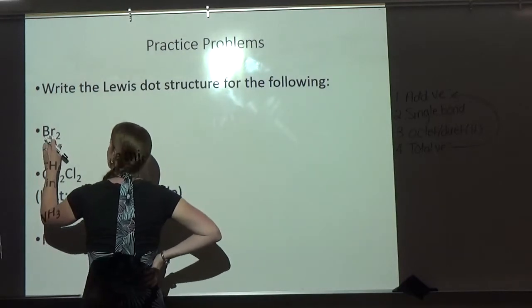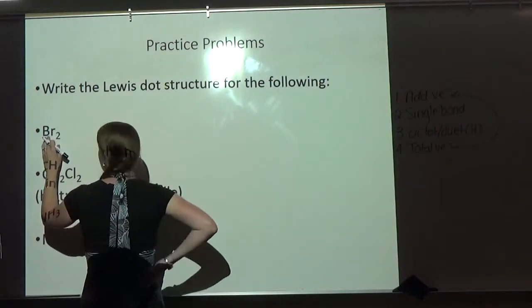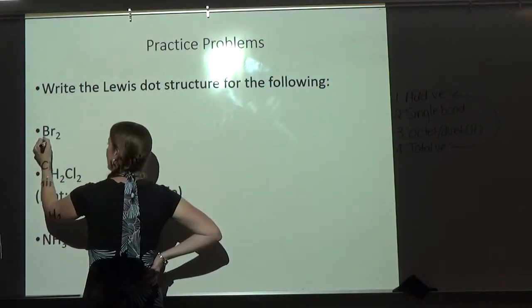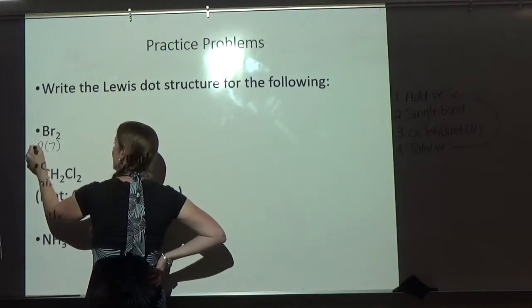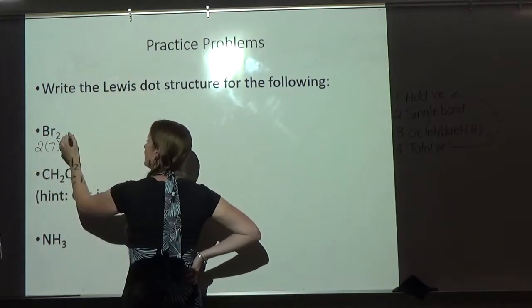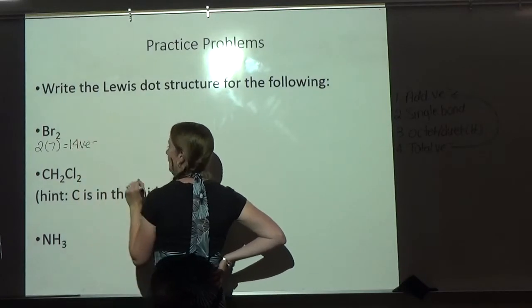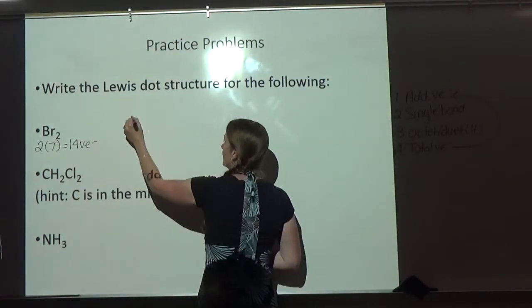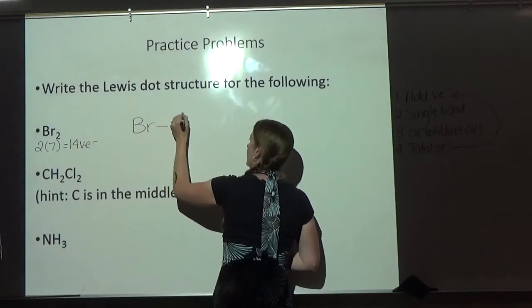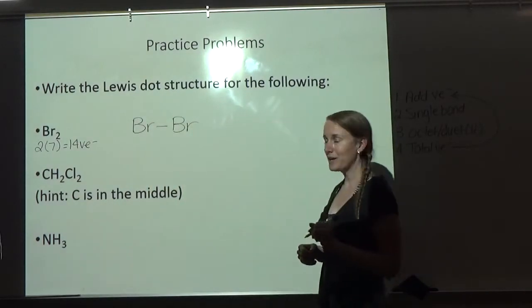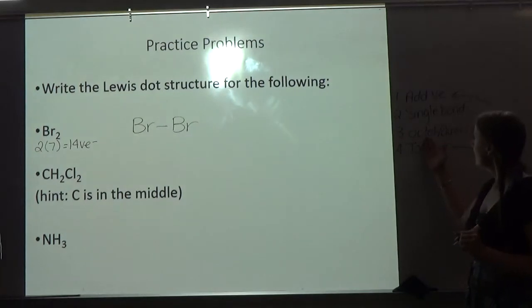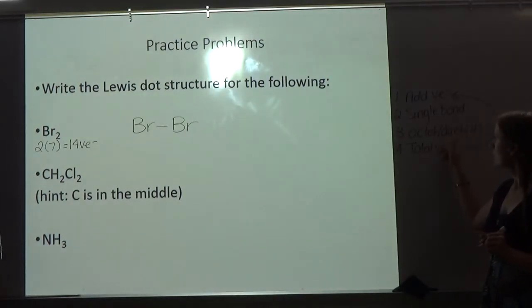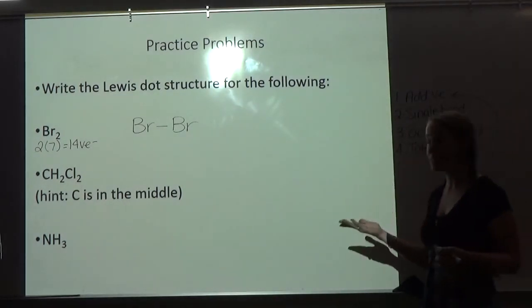First step is add our valence electrons. Br is in group 17, so it has 7 valence electrons. Since there are 2 Br, that gives me a total of 14 valence electrons to work with. Step 2 is single bond everybody. So I'll do Br and Br. So I single bonded it. Step 3 is follow the octet or duet rule. Well, we don't have any hydrogens, so we'll follow the octet rule.